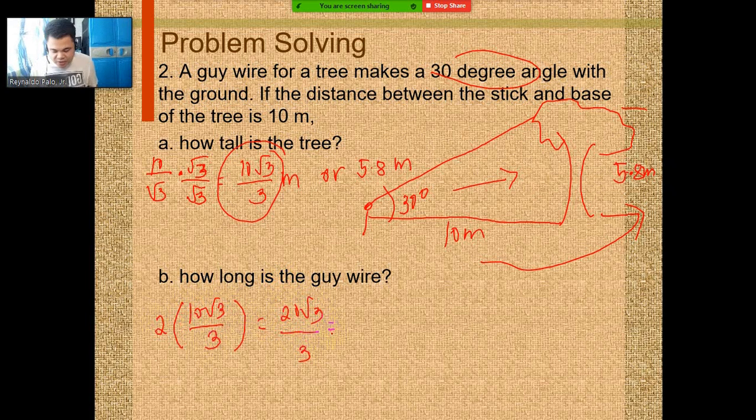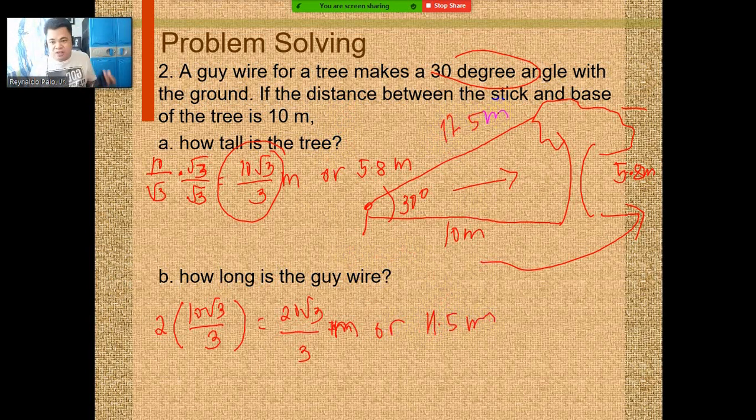Then let's make it decimal, rounded to the nearest tenths, so that we can actually visualize how long the wire is. So 20 times the square root of 3 divided by 3. So it's now 11.55, or simply 11.5 meters. So how long is the wire? It is 11.5 meters. Okay, so that's it.